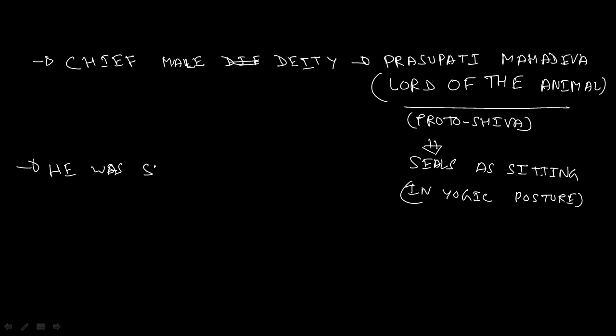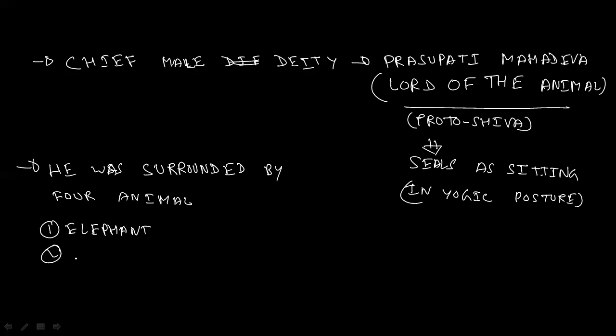He was surrounded by four animals. The four animals: first one is your elephant, second one is your buffalo, third one is your tiger, fourth one is your rhino. So this is very important for exam point of view.